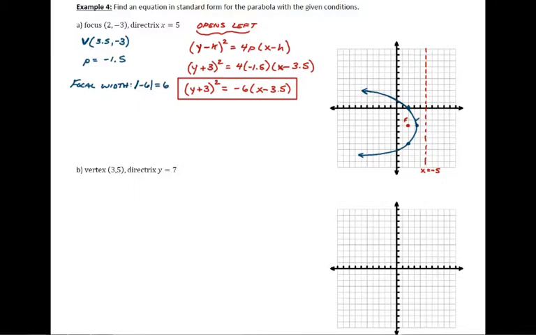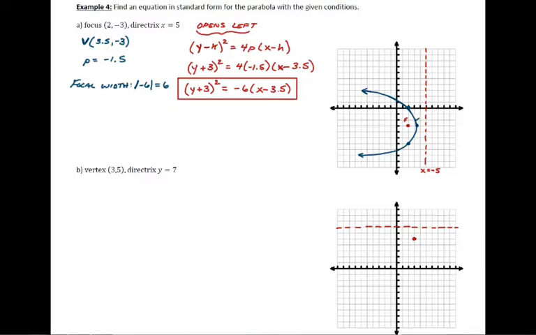And for the last example for today, example 4b, we are given the vertex and the directrix, and we're asked to write an equation, and we'll sketch the graph here as well. So first thing I'm going to do is plot my vertex and my directrix. So my directrix is the horizontal line y equals 7, and my vertex is at 3, 5.